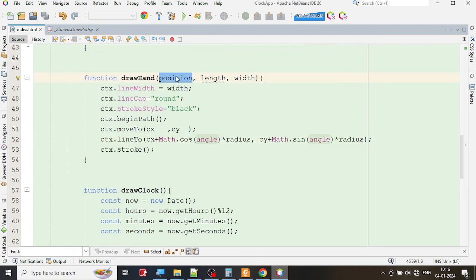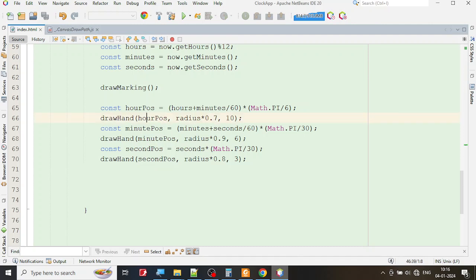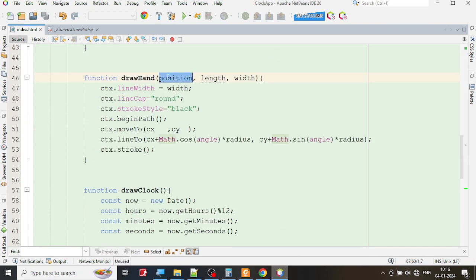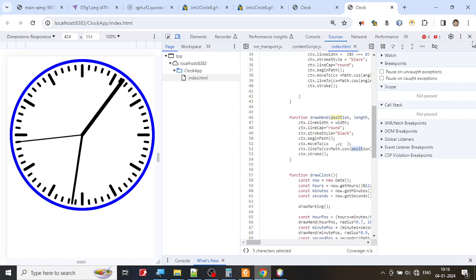Instead of angle, I am using the position. So I have calculated there. Remember, it is 6 degrees, 30 degrees, that angle I have specified, and I copy pasted it. So this is not the angle here, this is the position. Okay, so that's the position, just the position. Save it. Okay, let's go back, and you got the thing.